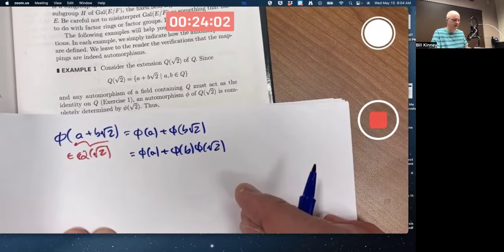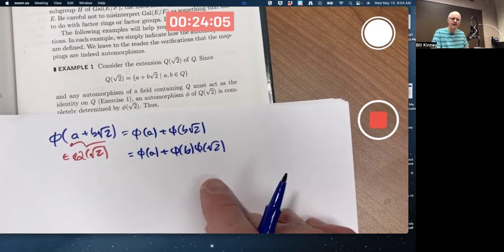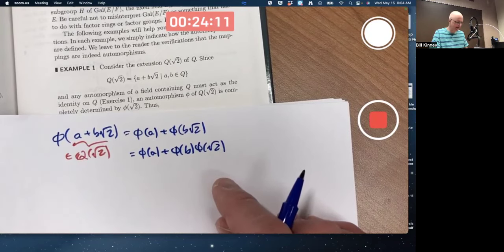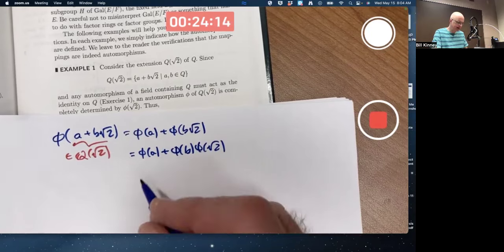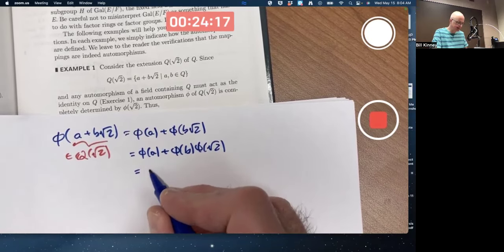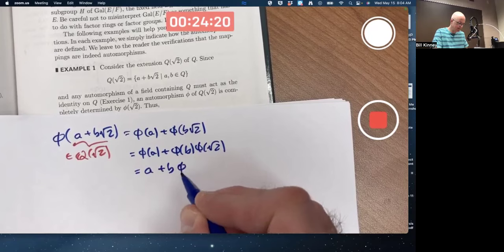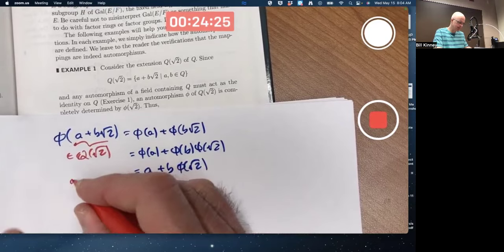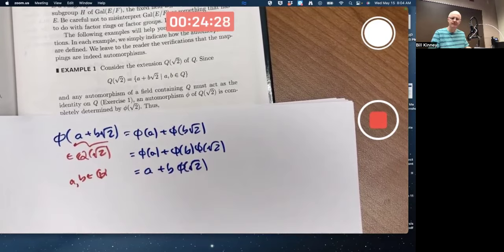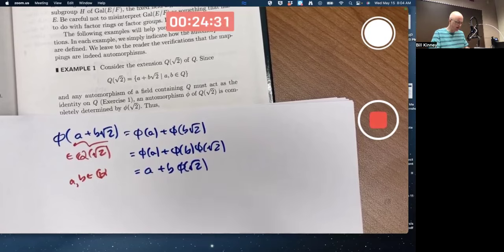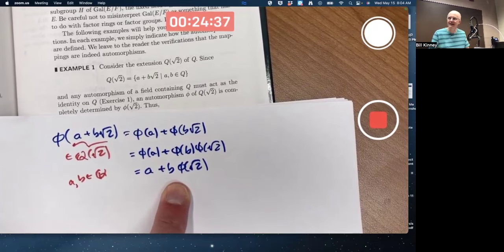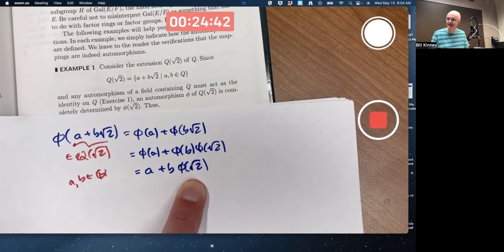Any such automorphism would have this property. The claim of exercise 1 is that everything in the rationals, the A and the B, gets fixed by such an automorphism. Phi of A must be A and phi of B must be B. A and B are rationals. And look at this formula. We'll look at this property. Phi of such an element must equal that. That's why this automorphism is completely determined by what the value of that is.